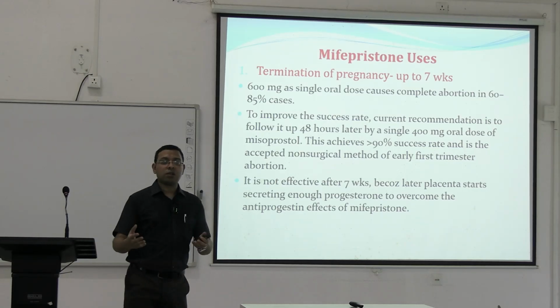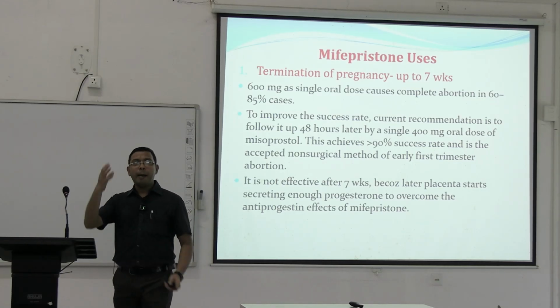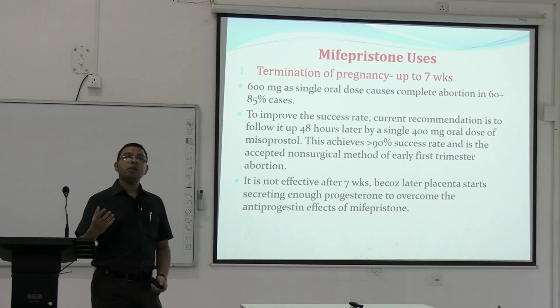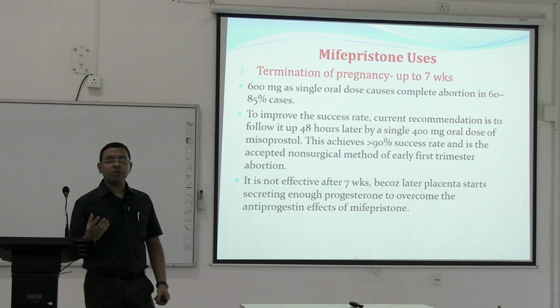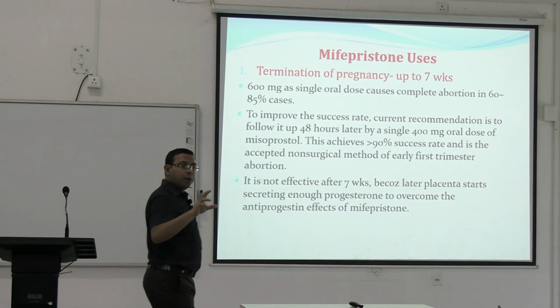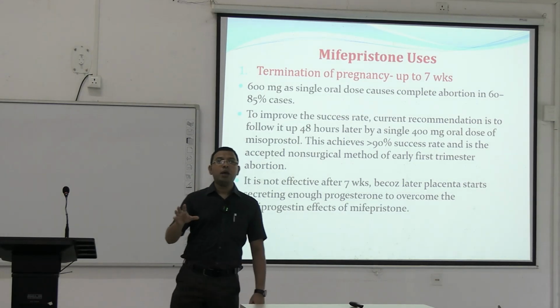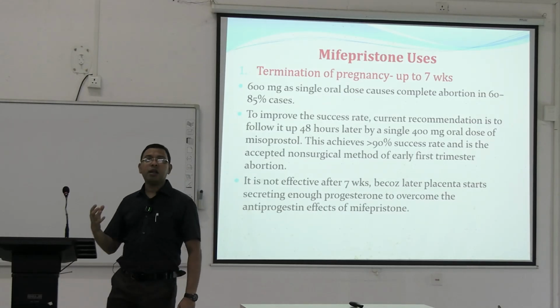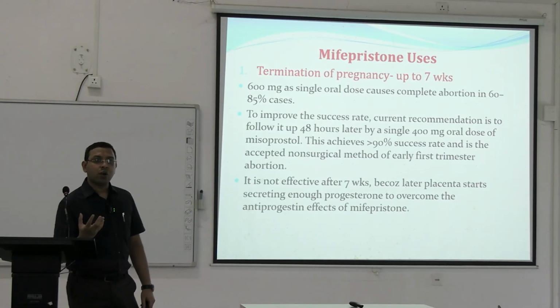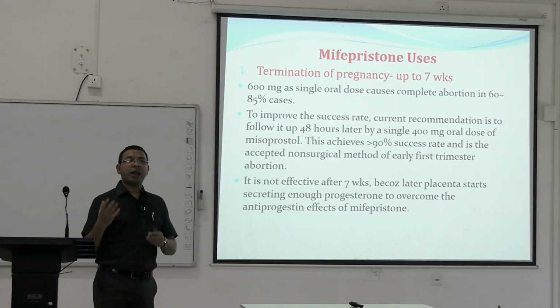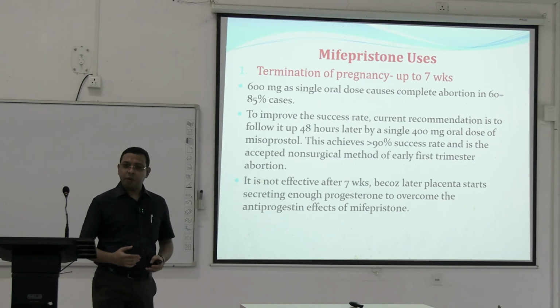So it can come as a question. Mifepristone is very important as a short note, and why is mifepristone usually used as an abortifacient agent only in the first 7 weeks? Because after 7 weeks, the placenta takes over the synthesis of a large amount of progesterone, and this large amount of progesterone cannot be counteracted by giving mifepristone.